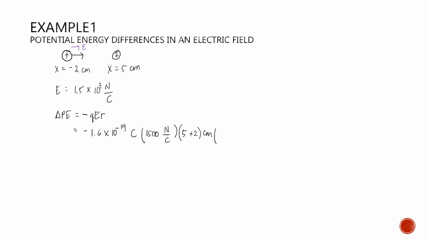And let's convert that to SI units. So 1 meter is 100 centimeters. So let's check for the dimensions. So we have coulombs, and then centimeters cancel out. So the final unit is newton meter or joule, which is a unit for energy.